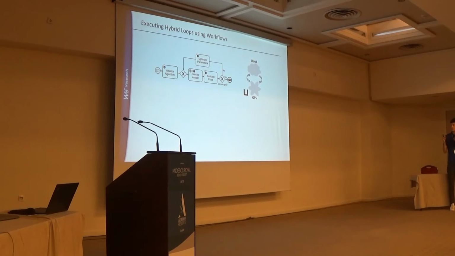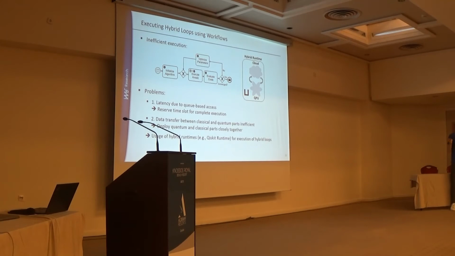So these parts have to be deployed closely together, and this is exactly the concept of hybrid programs and hybrid runtimes, such as Qiskit Runtime or Amazon Braket Hybrid Jobs, for example. They enable us to upload the quantum parts and the classical parts together, then deploy the classical parts close to the quantum computer, and optimize the communication between the quantum and the classical hardware. Furthermore, we only have one queue access then, and afterwards we can execute all the iterations of the variational quantum algorithm.